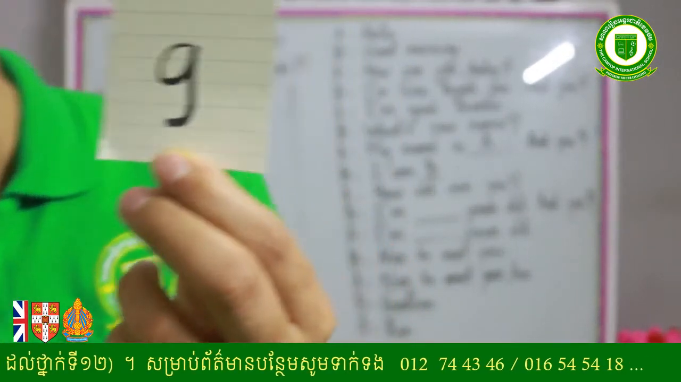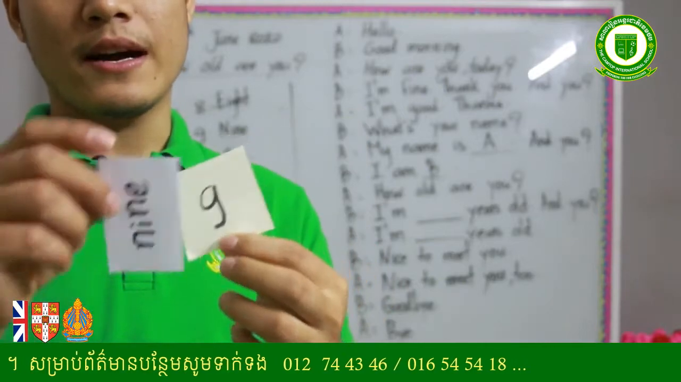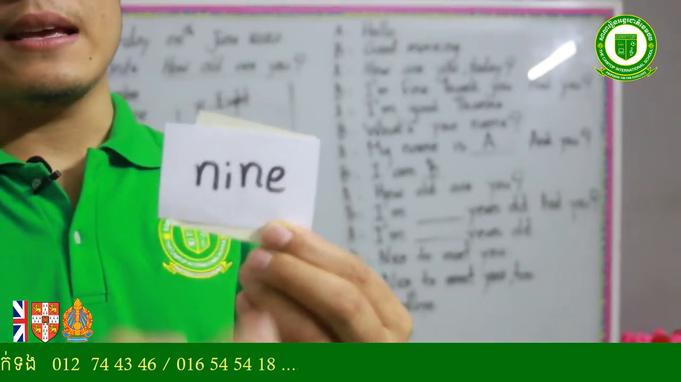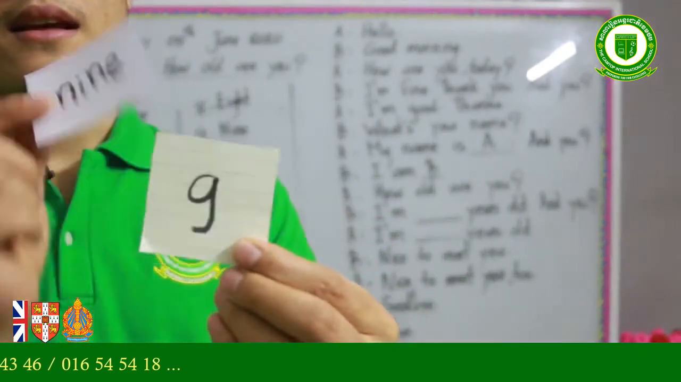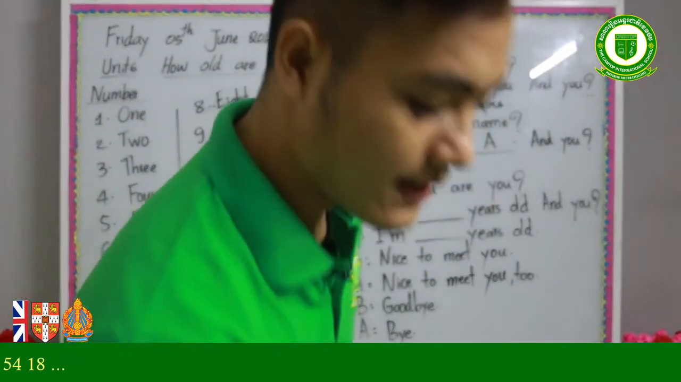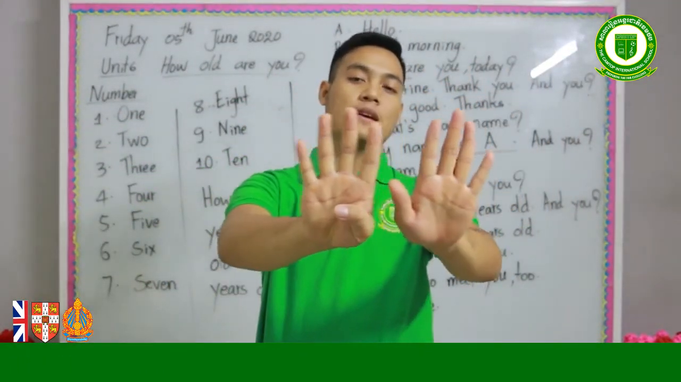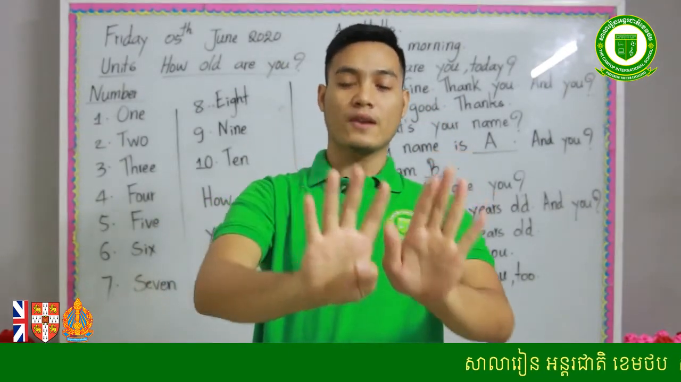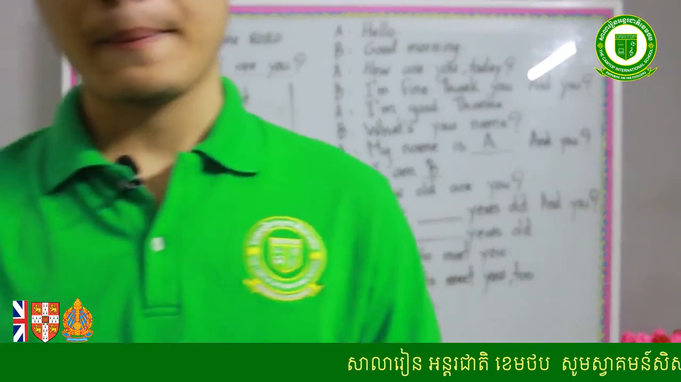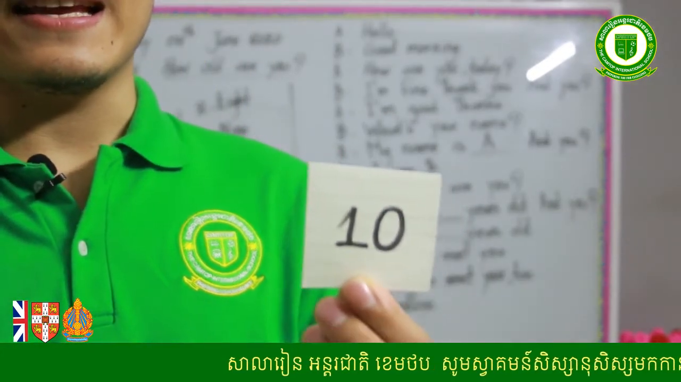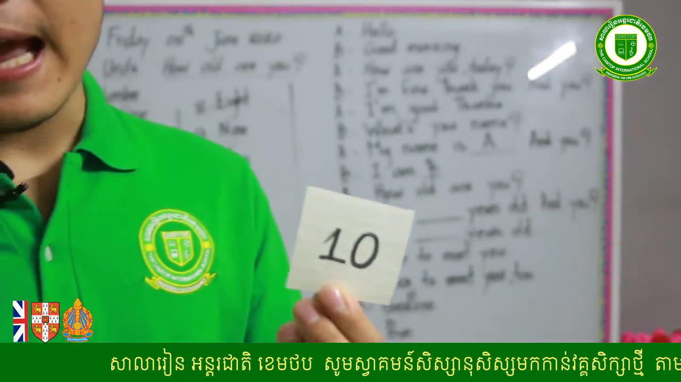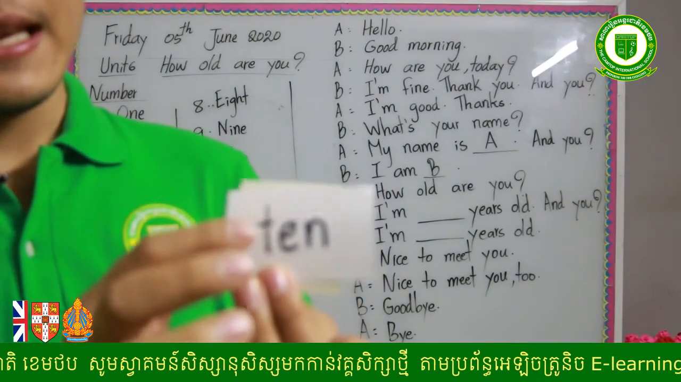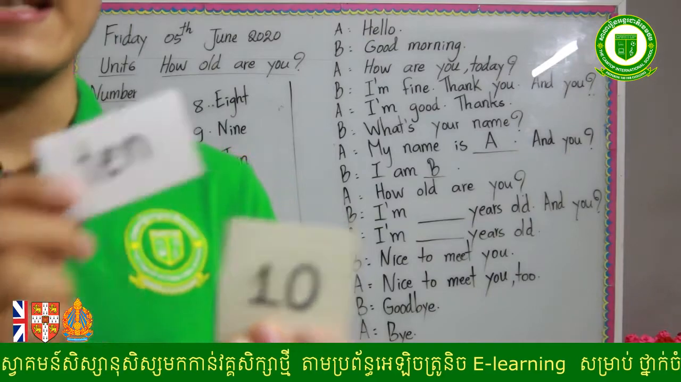One more is number 9. How do you spell 9? N-I-N-E. Read together, 9. Look at the fingers here. How many fingers can you see? 1, 2, 3, 4, 5, 6, 7, 8, 9. Nine fingers. Good. The last one is number 10. How do you spell 10? T-E-N. Number 10. Yes.